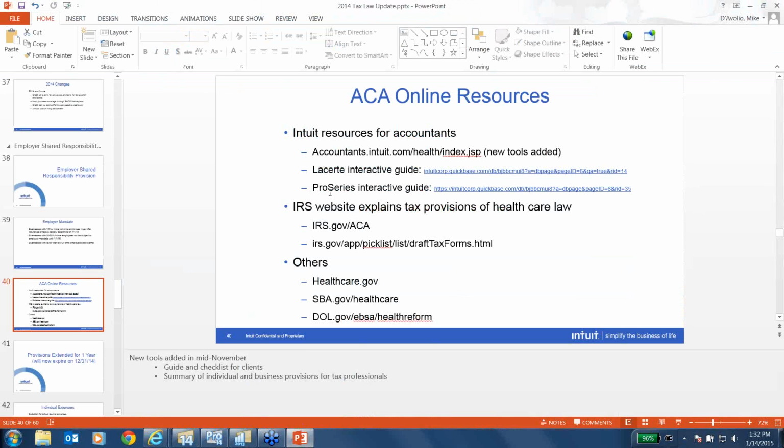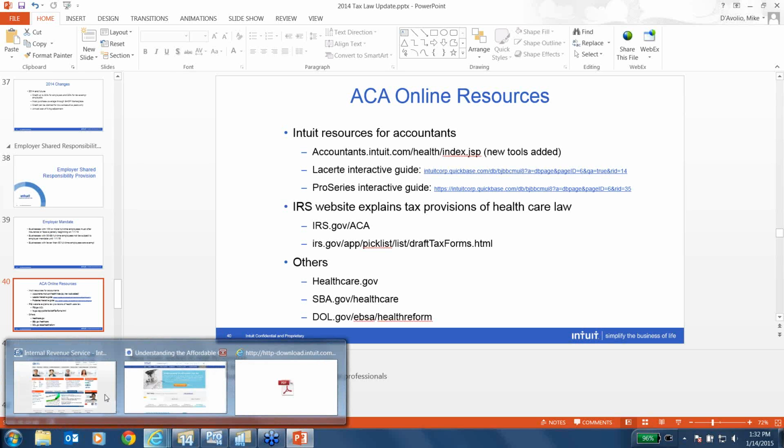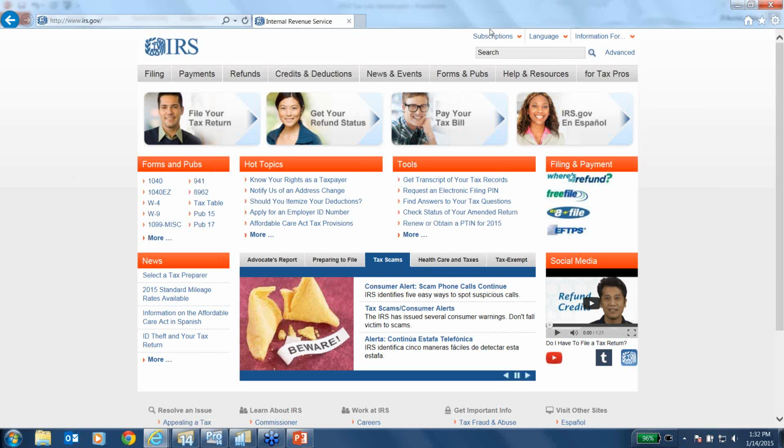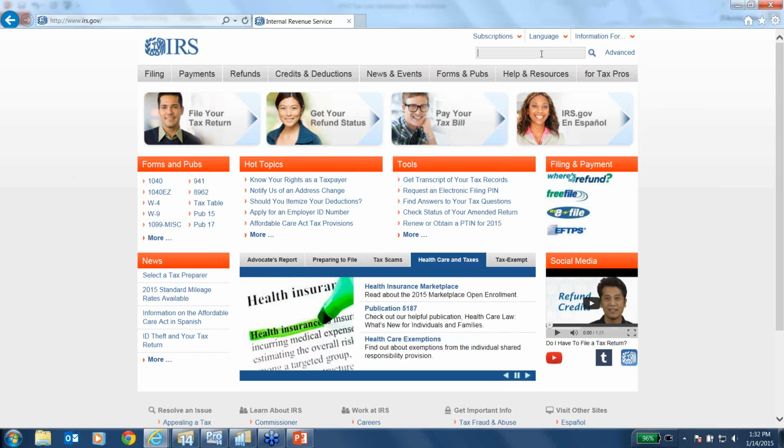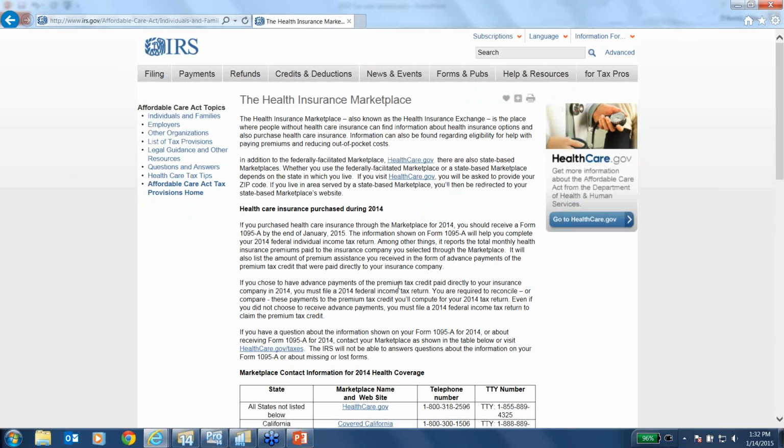We also have some interactive guides for LaCerte and ProSeries. The IRS website does a great job explaining the provisions of the healthcare law. And all these forms are final now, the 8962 and the 8965. And you can punch those in here. I recommend reading those instructions. You can pull them up. Then you can also click on this hub here and get some information on ACA as it relates to the tax return.